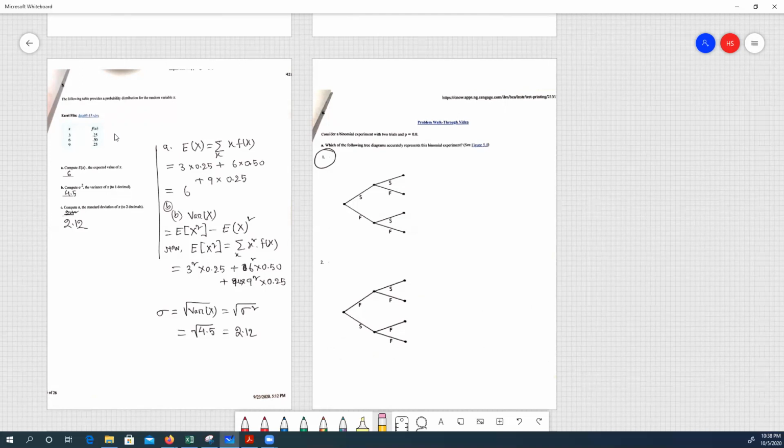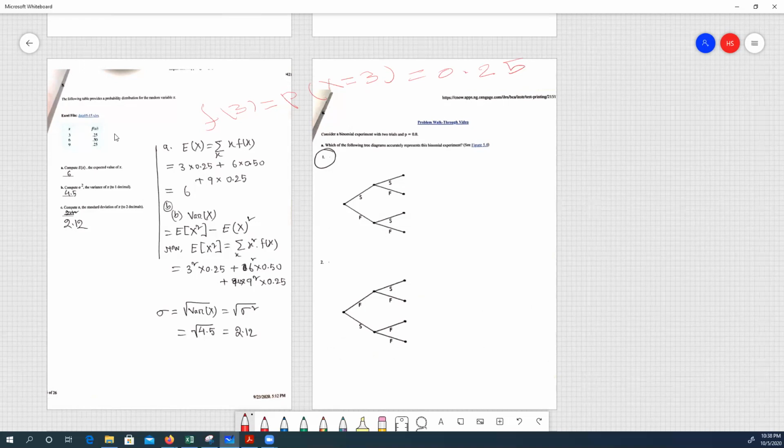So this means actually, f of x means, okay, so f of 3 means actually the probability of x equals 3, and this is 0.25.